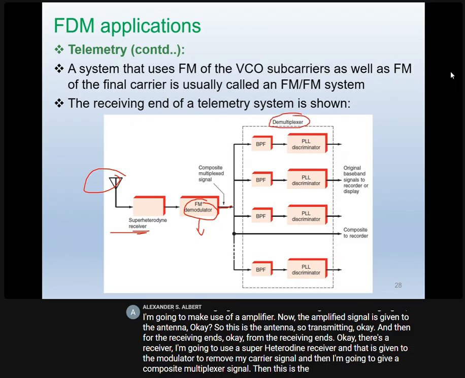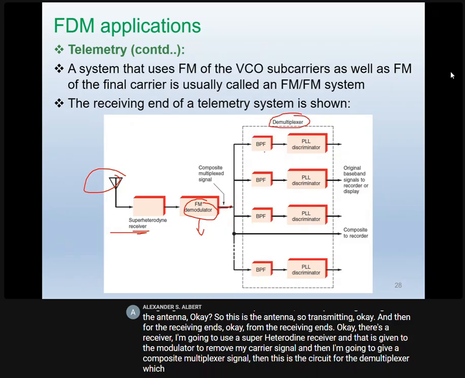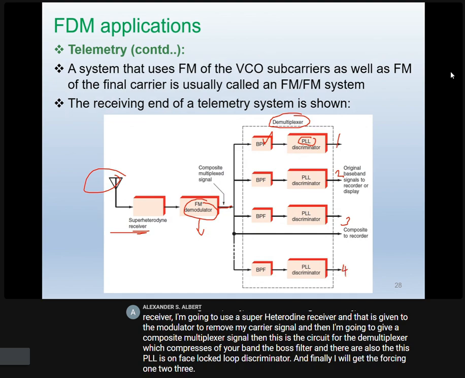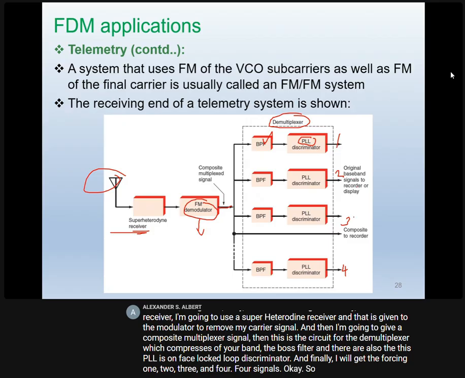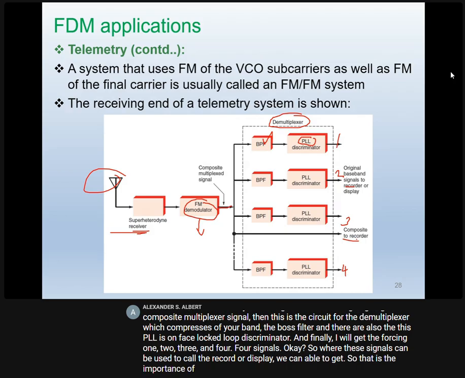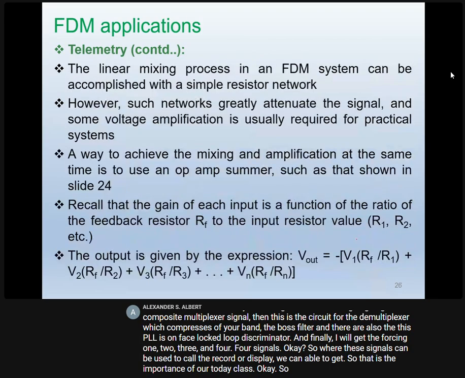Then this is the circuit for the demultiplexer, which comprises your band pass filter and also this PLL, called the phase locked loop discriminator. Finally, I will get the four signals: one, two, three, and four. These signals can be used for record or display. So that is the importance of our today's class.